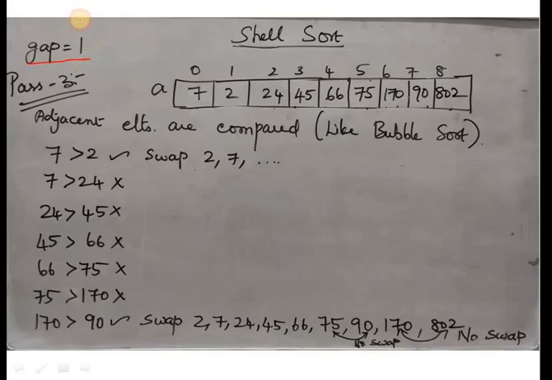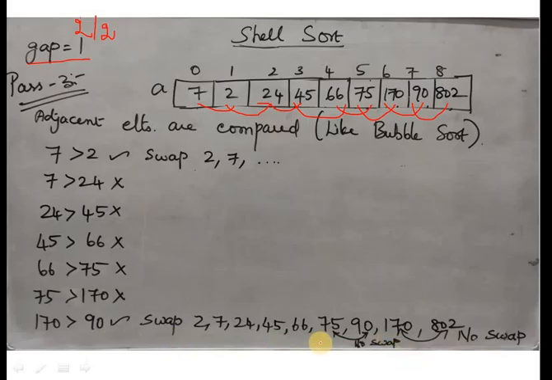Then in pass 3 you have to initialize the gap again. In the previous pass the gap value is 2, so the formula is gap by 2, so 2 by 2 is 1. In pass 3 adjacent elements are compared, like bubble sort, compare adjacent elements. 7 and 2 are compared, 2 and 24, 24 and 45, 45 and 66, 66 and 75, 75 and 170, 170 and 90, 90 and 802. After doing these comparisons we'll get the list.